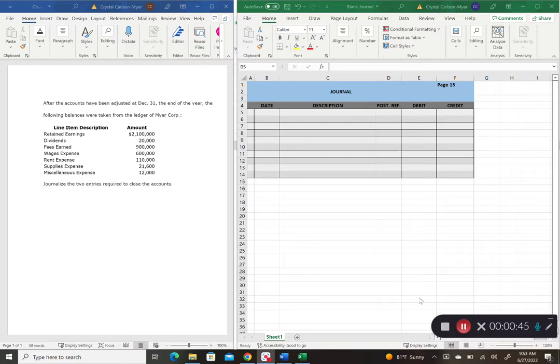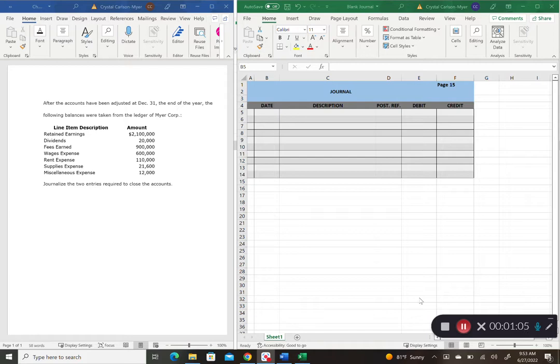It says after the accounts have been adjusted at December 31st, the end of the year, the following balances were taken from the ledger of Meyer Corp. So it lists our balances that we have right now. Your financial statements have been prepared and now you're ready to close out your accounts so that your account balances are correct going into next year.